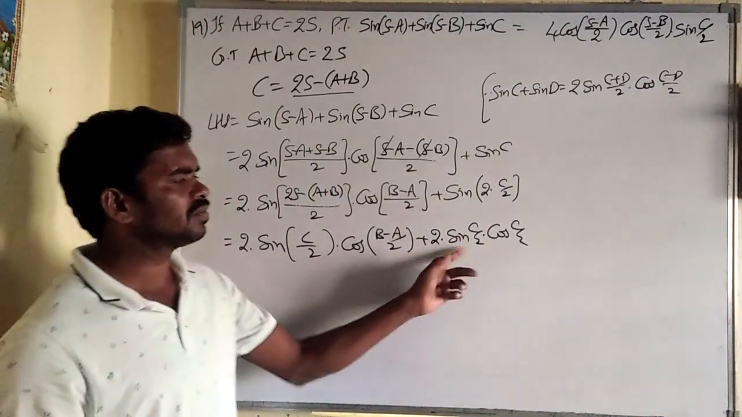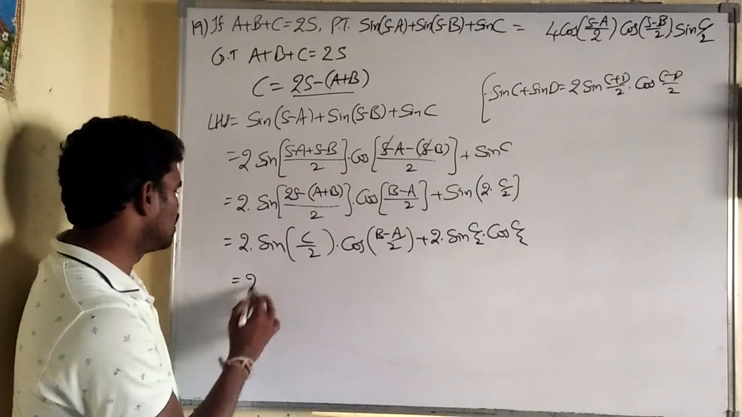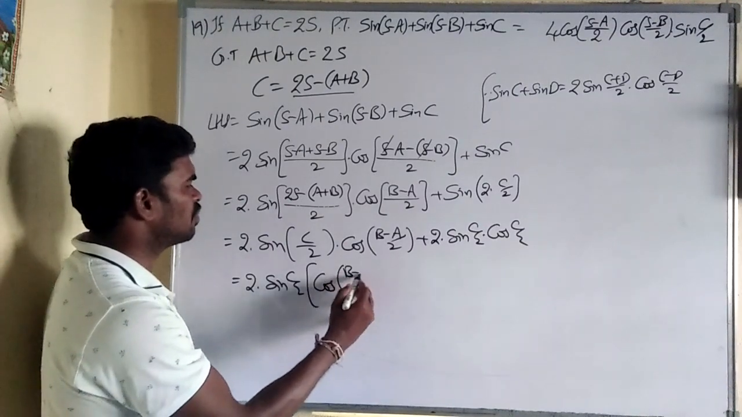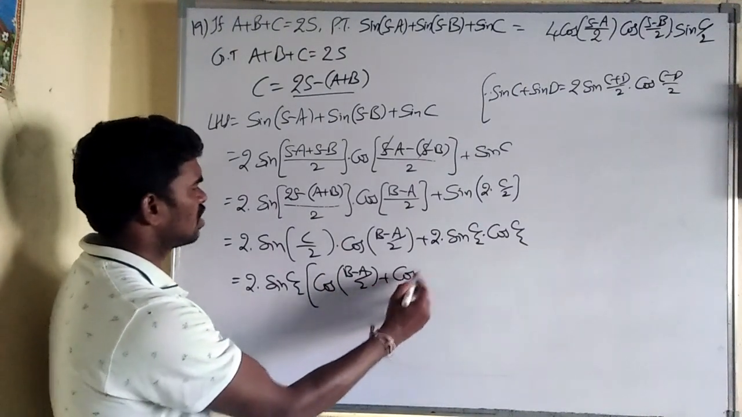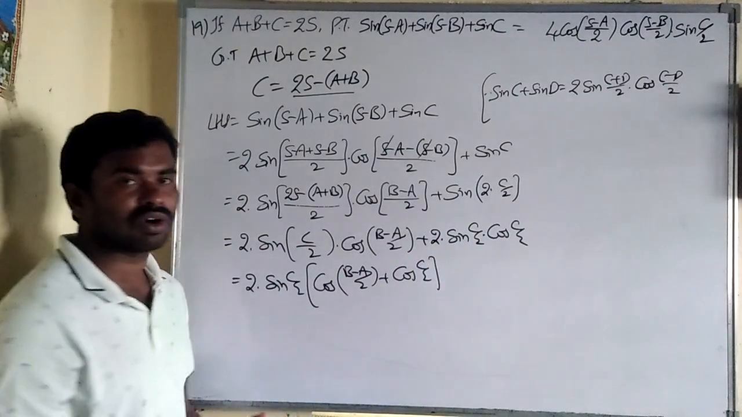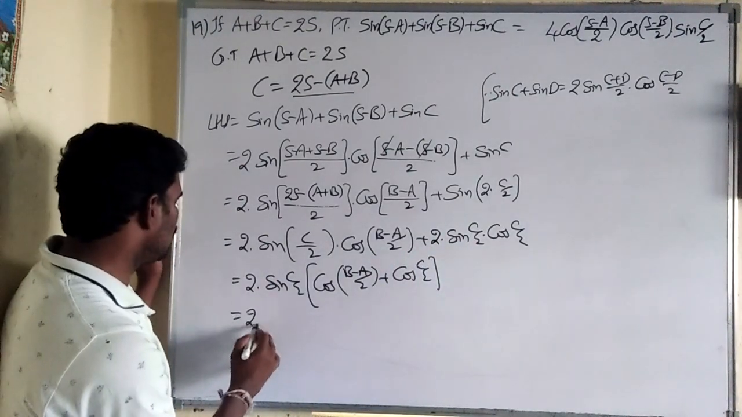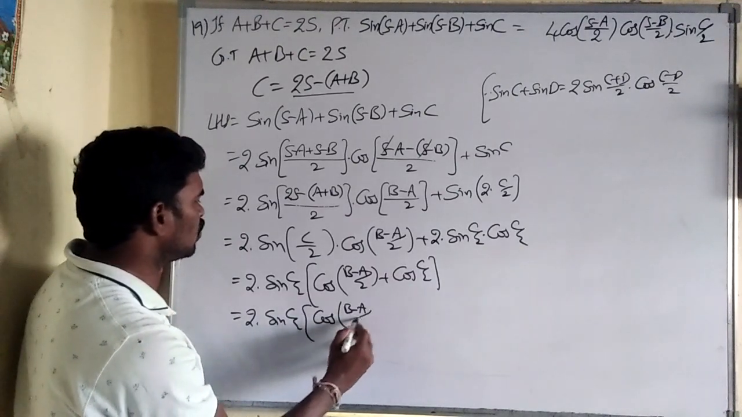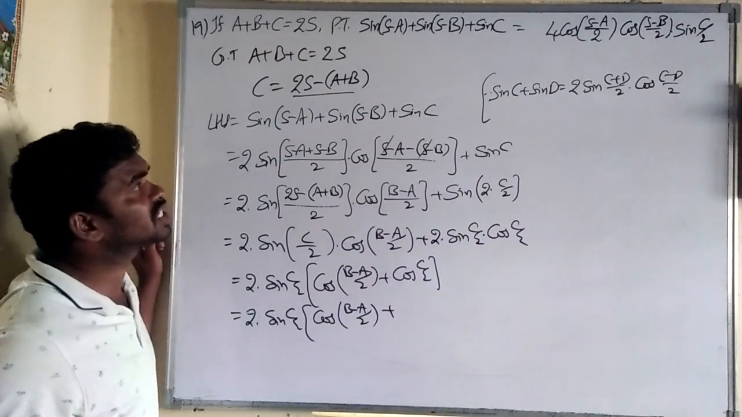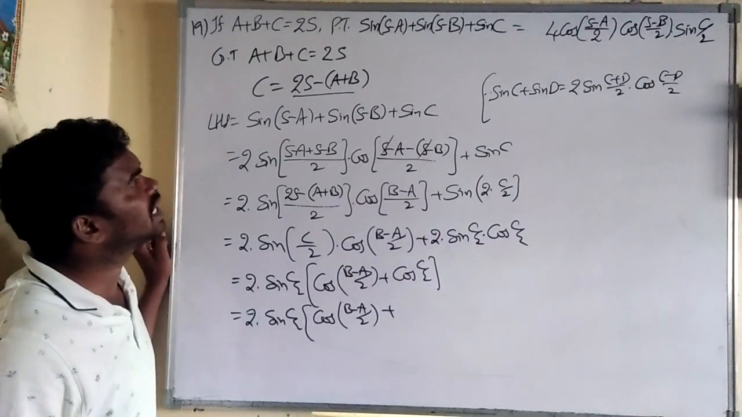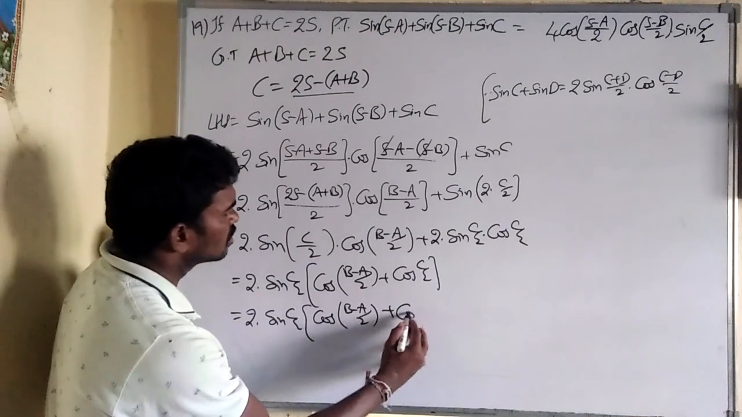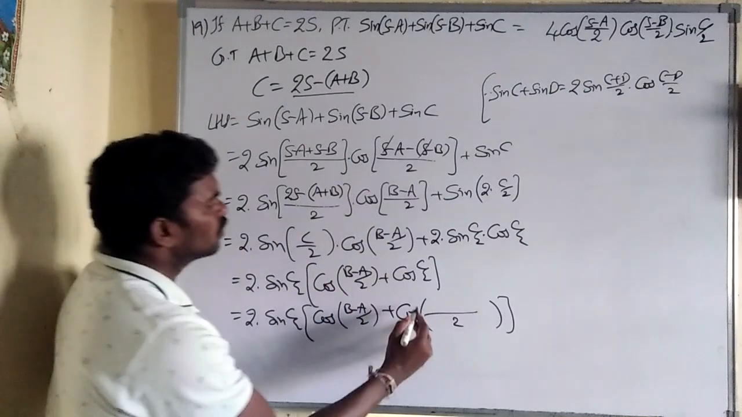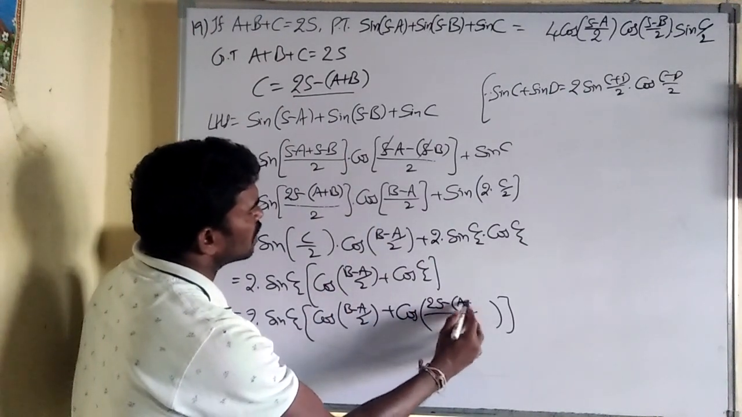Now what is common in both? 2 sin c by 2 is common. So 2 into sin c by 2 take out common. Then the remaining steps are cos of b minus a by 2 plus cos c by 2. Okay, now 2 sin c by 2 took out common. So then continue: 2 into sin c by 2 into cos of b minus a by 2 as it is, plus cos c by 2 means what? Cos c by 2 means cos of c, and c means 2s minus of a plus b.